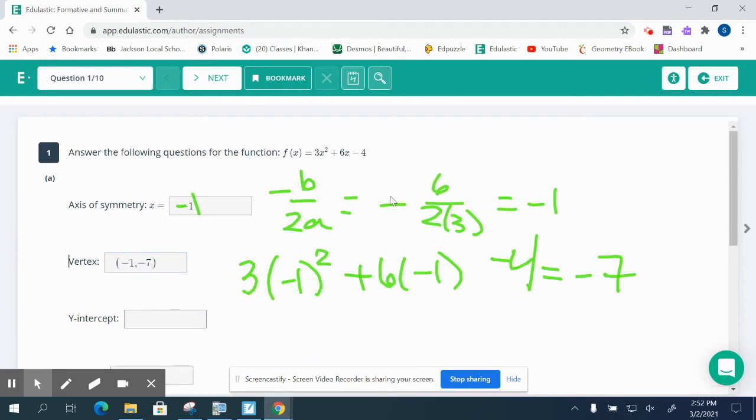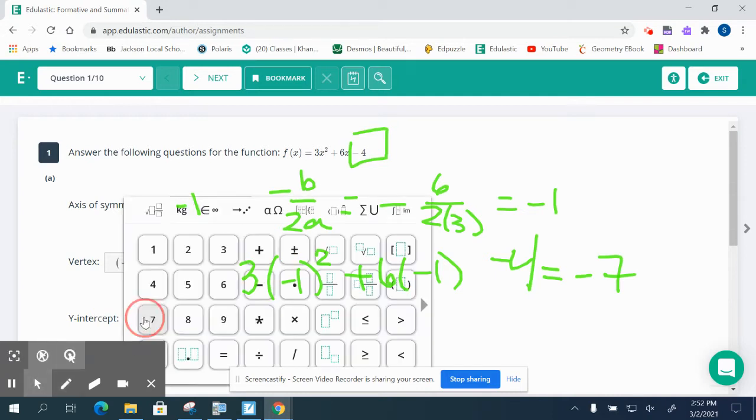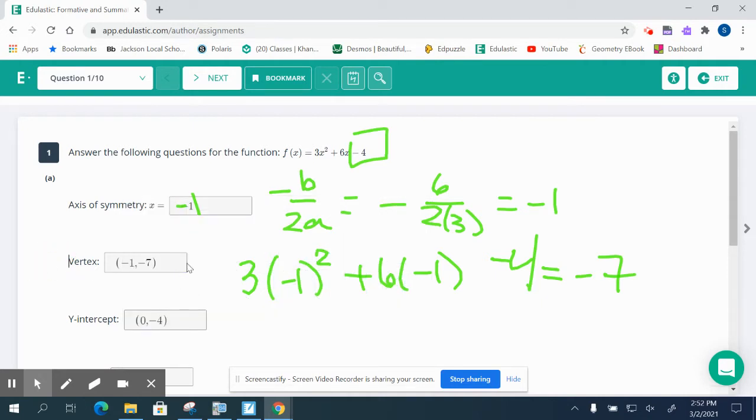The y-intercept, whenever it's in standard form, is the same thing as c. So the y-intercept here would be negative 4, but we wouldn't write negative 4, we would write it as a coordinate. So 0, comma, negative 4. That y-intercept is also going to help us with graphing the equation.